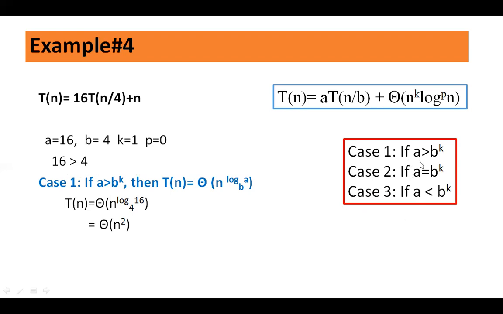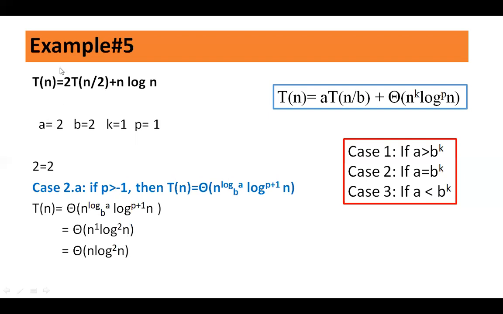So here, let's check it: a is greater than b raised to k, that is case 1. So you'll be applying case 1 here. What case 1 says is, if a is greater than b raised to k, then T(n) is equal to theta of n raised to log a to the base b. Just replace the values of a and b here. So n raised to log 16 to the base 4, which is nothing but theta of n square. Log 16 to the base 4 is nothing but 2. So it is theta of n square. I hope now the concept is getting clear.